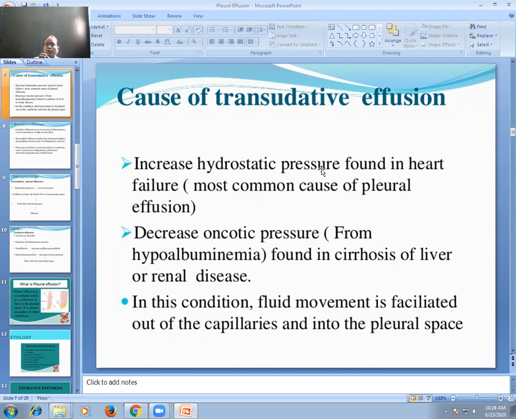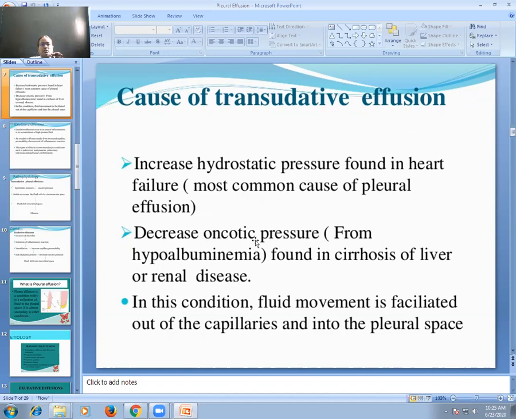So the transudative type of pleural effusion, the underlying most common cause is heart failure. One of the mechanisms is increase in hydrostatic pressure, just as we discussed in heart failure. So it's the most common cause of pleural effusion.